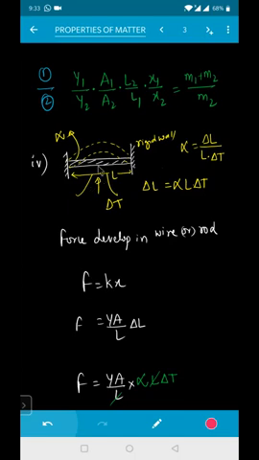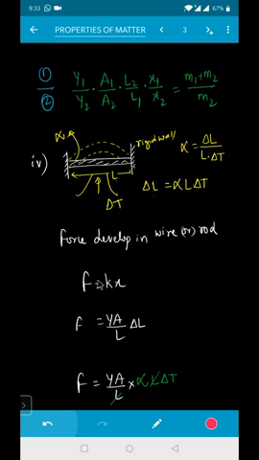The initial length of this wire is L. It is made of a material with coefficient of linear expansion alpha. The temperature change is delta T. So the expansion in the length is given by the formula delta L is equal to alpha into L into delta T. L is the original length, delta T is the temperature difference, and alpha is your coefficient of linear expansion.